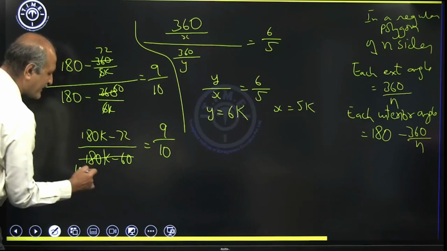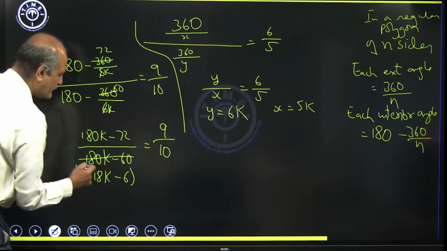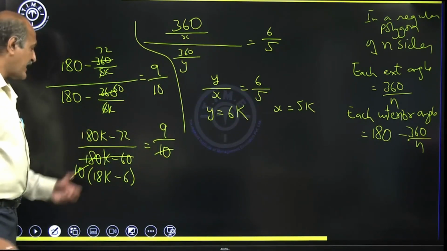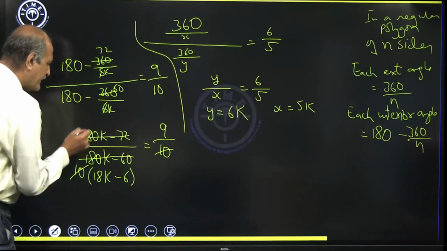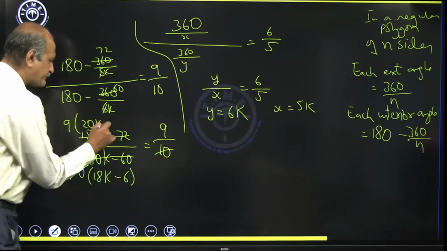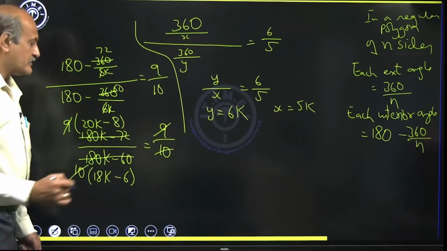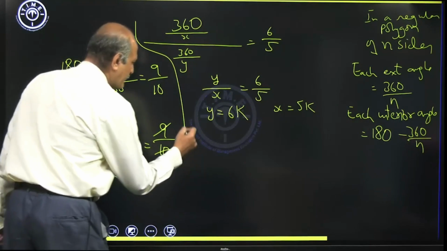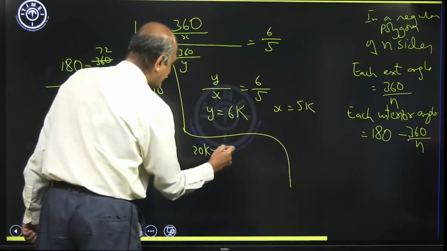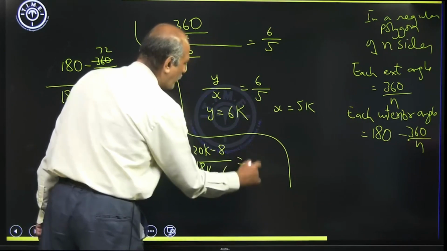If I take 10 as a common factor here, I'm getting 18k minus 6 here. So this 10 and this 10 get cancelled. Now observe, 9 also I could have taken as a common factor. If I take 9 common here, I get 9 twenties is 180, 8 nines is 72. And now I cancel this 9 and that 9. So what did I get? I'm getting it this manner. Let me write it here: 20k minus 8 divided by 18k minus 6 is equal to 1.